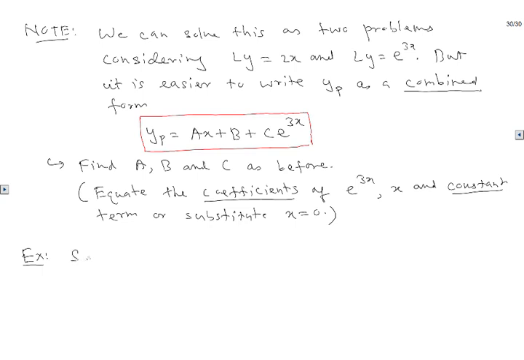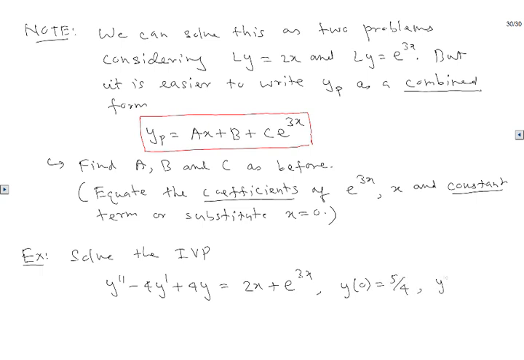So solve the IVP y double prime minus 4y prime plus 4y equal 2x plus e to the 3x, along with y(0) equal 5/4 and y prime(0) equal 4. So let's try to do it now. I'm going to show you all the steps in the right order.